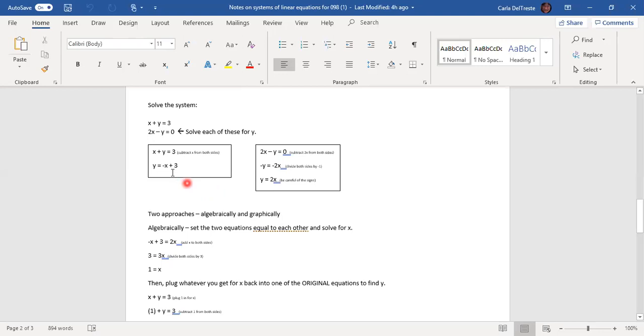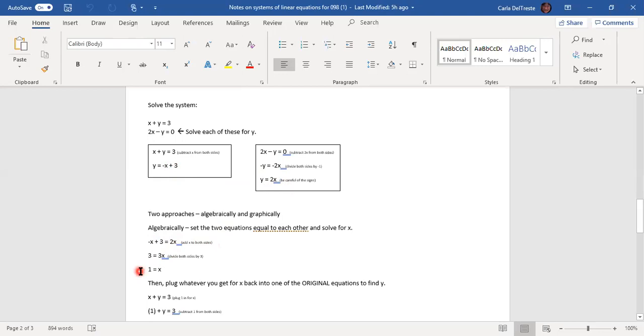Algebraically, I'm going to set each equation equal because I want to know when these two things are going to cross each other. So I'm going to set negative x plus 3 equal to 2x. And then I'm going to do some algebra. So I'm going to add x to both sides. Leaves me with 3 equals 3x. Divide by 3. And so I get x equals 1.